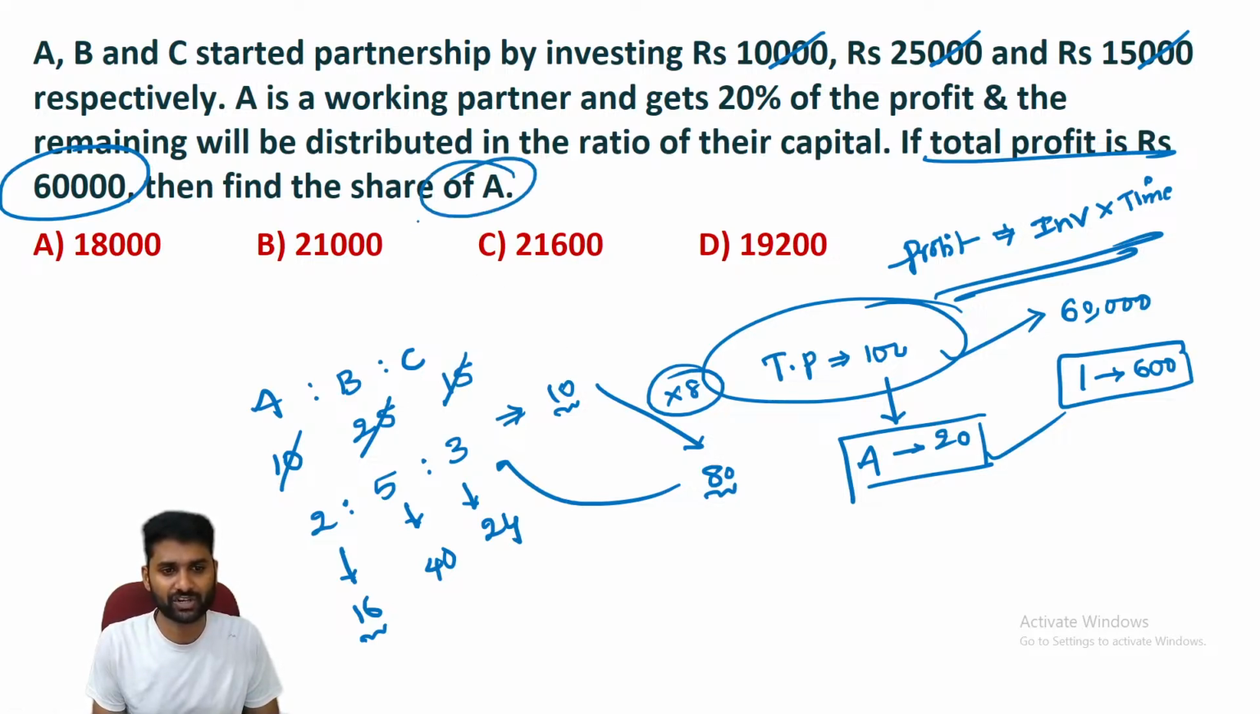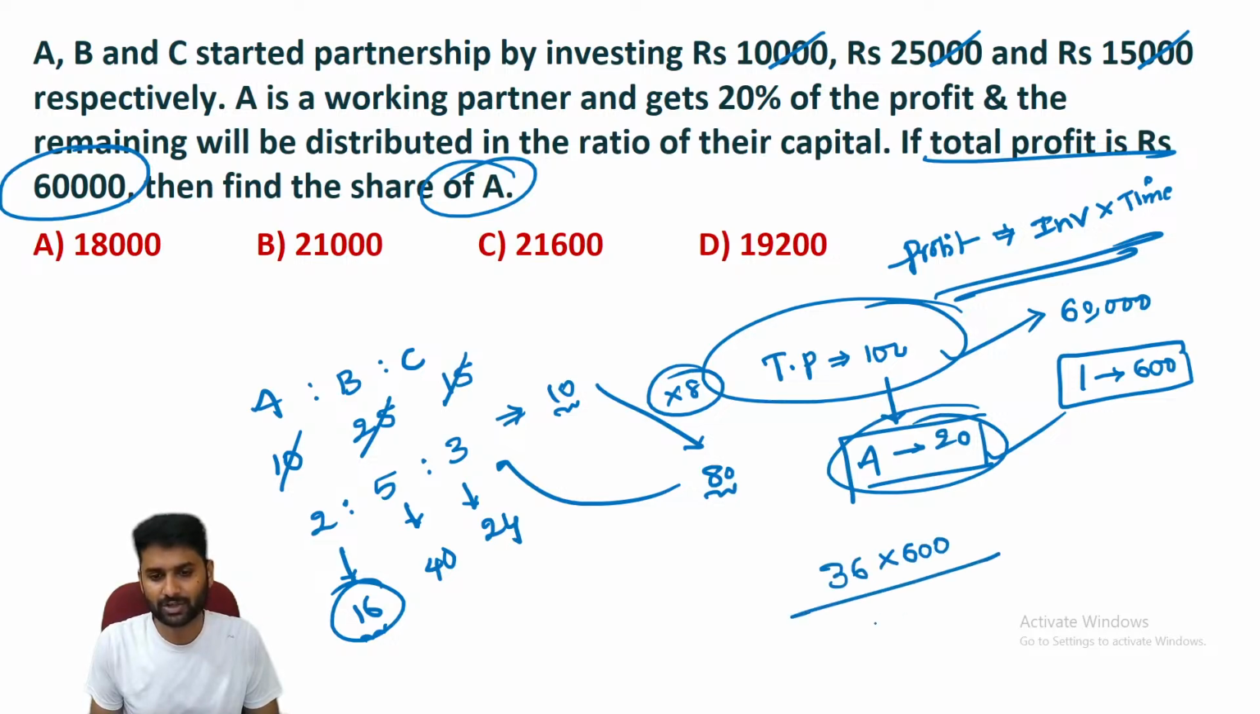Another question, find the share of A. What is the share of A? Here 16 units, here 20 units. Total share is 36 units. If 36 is multiplied with 600, then it becomes 21,600.